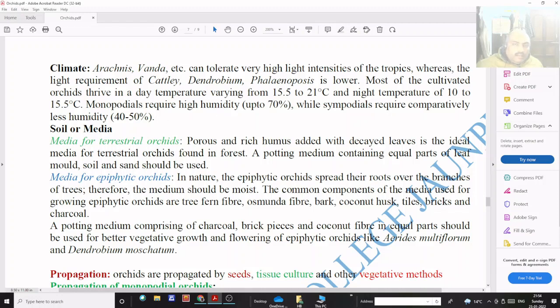If we talk about the soil or media, it is worth mentioning here that only terrestrial orchids can be cultivated on land. Therefore, we have to design, recommend and evaluate the requirement of appropriate media for the terrestrial orchids only.